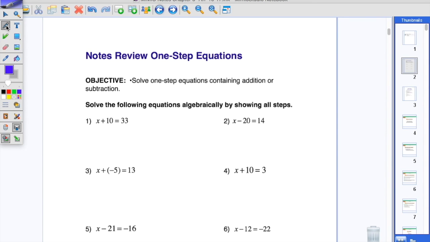So our goal in solving a one-step equation is to get the variable by itself. So I'm going to circle the variable. Whatever's attached to it is what you're going to undo. So we're subtracting. So we're adding. So we're going to subtract both sides by negative 10.